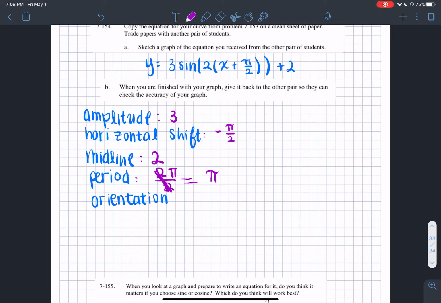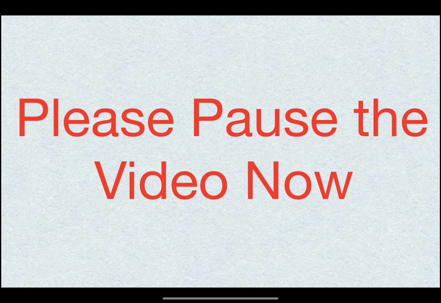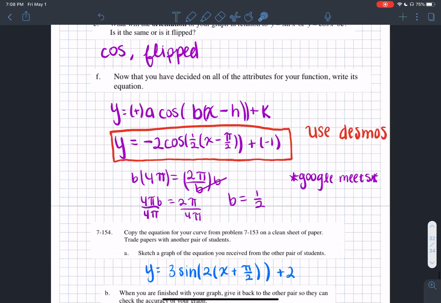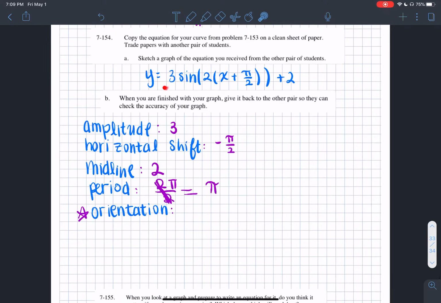And lastly, what is the orientation? Is it a sine or a cosine graph, and is it flipped or is it not flipped? Go ahead and write down the orientation now. Now that you've written down the orientation, let's talk about it. In the previous problem, we said that if there was a positive in these parentheses, it wasn't flipped, and if there was a negative in these parentheses, it was flipped. We can tell if it's a cosine or a sine graph just by looking at whether it says cosine or sine. In this case, there's no negative sign, so the 3 is positive right here, and it's a sine graph, so it is a sine graph, and it's not flipped.